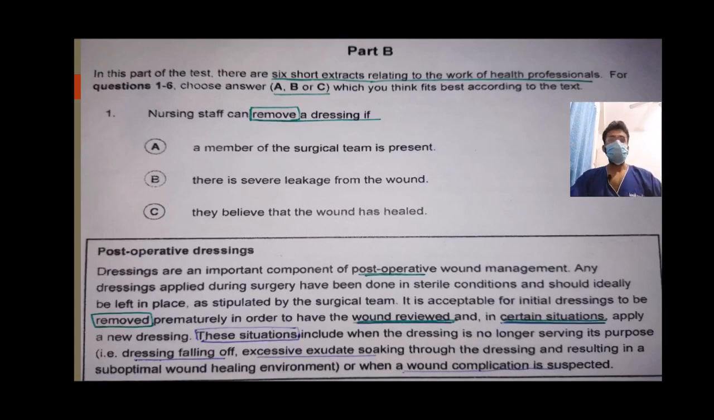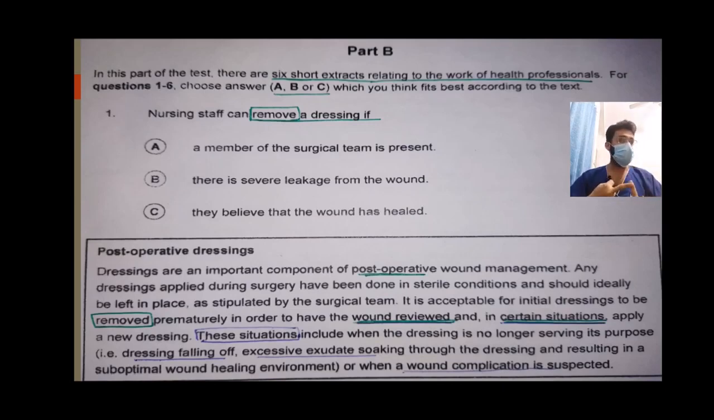So let's move to the options now. Option A: a member of the surgical team is present. The surgical team member was not discussed in the text. Option B: there is a severe leakage from the wound. Oh, this is talking about exudate. Okay, let's read option C: they believe that the wound has healed. The wound has not healed. This is the very first post-operative day we are discussing. So option A isn't given in the text. Option C is totally wrong.